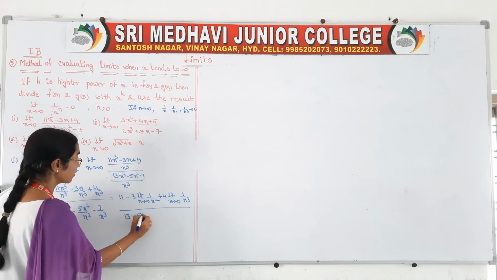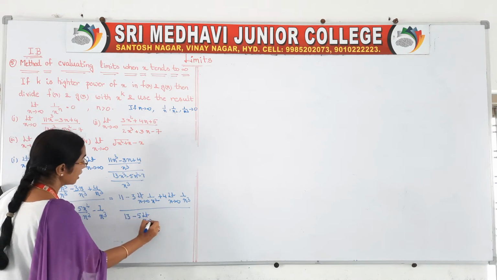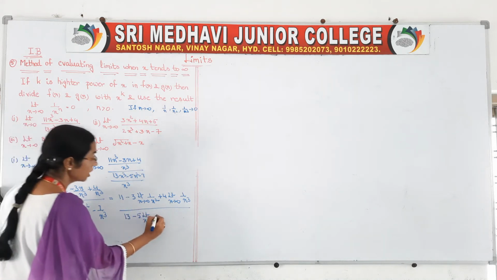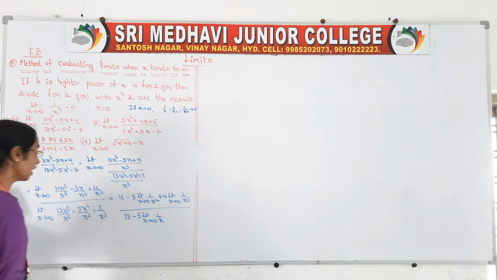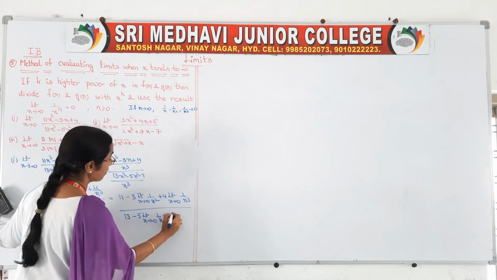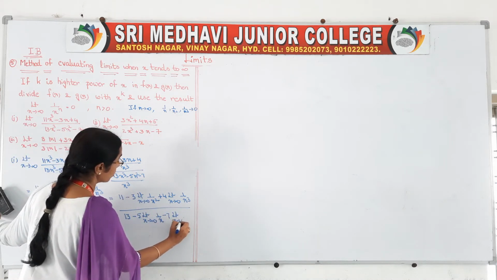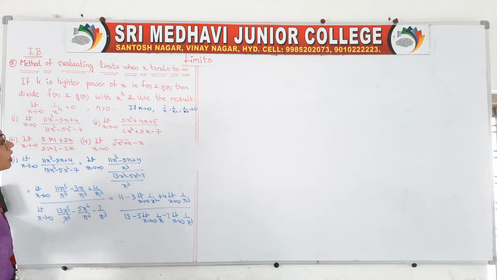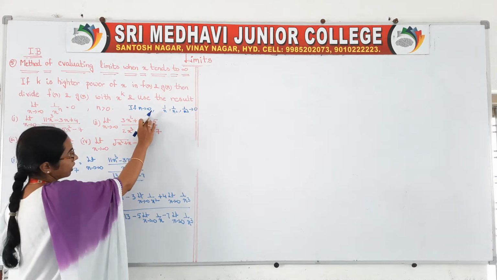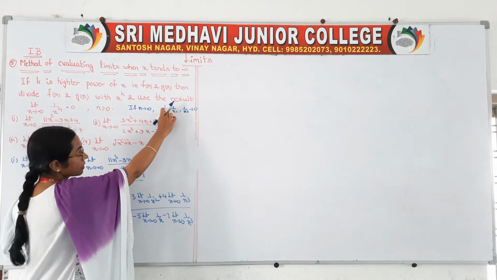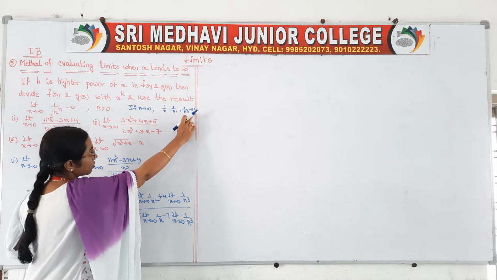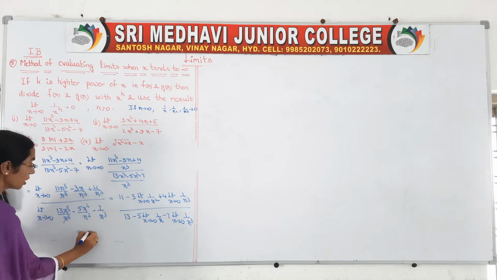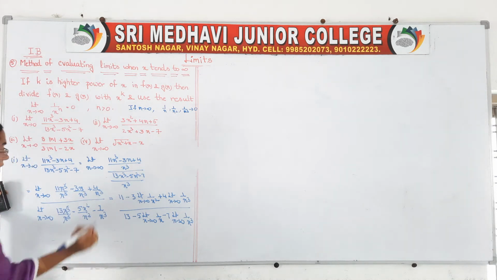Next 5 is constant, we will write outside the limit, right? Limit x tends to infinity, x square by x cube means 1 by x, and next minus 7, limit x tends to infinity 1 by x cube. So what I said, if x tends to infinity, then 1 by x square, 1 by x cube values tend to 0. So what happens to your value 11, right?